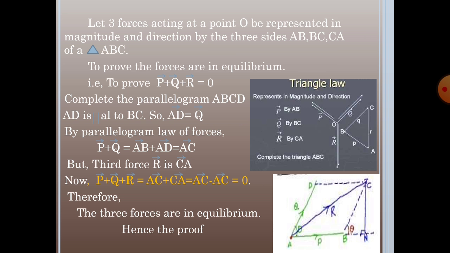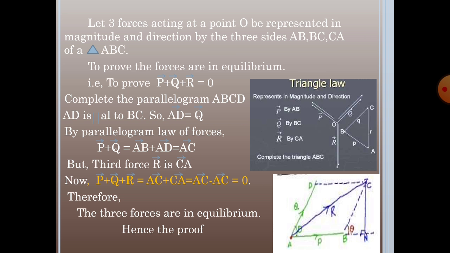Look at the figure. Let vector P, vector Q and vector R be three forces acting at the point O, and these three forces can be represented by the three sides AB, BC and CA of the triangle ABC. We have to prove that the three forces are in equilibrium. Therefore, we have to say vector P plus vector Q plus vector R is equal to 0. Sum of the forces is equal to 0.